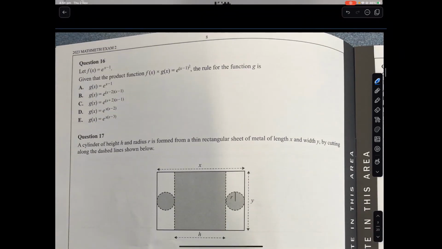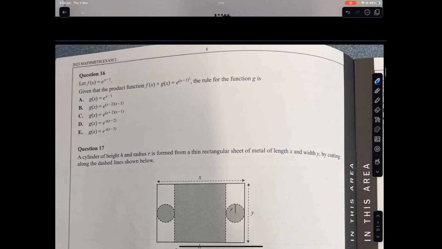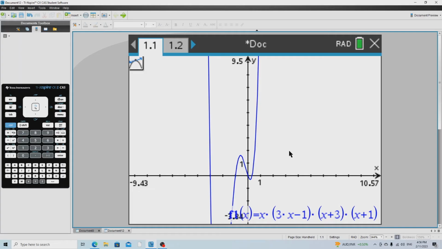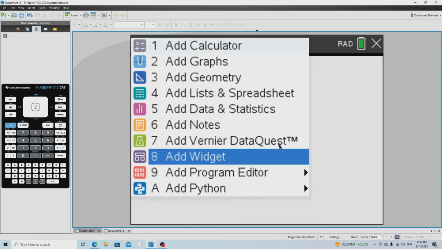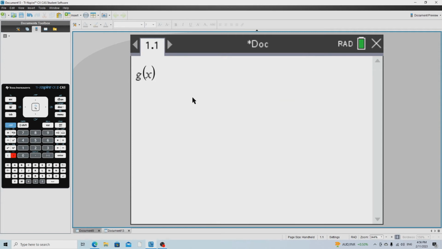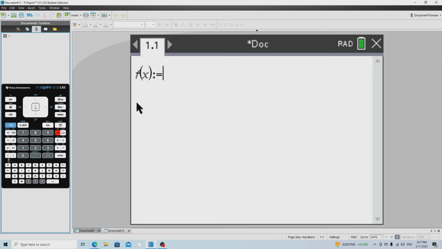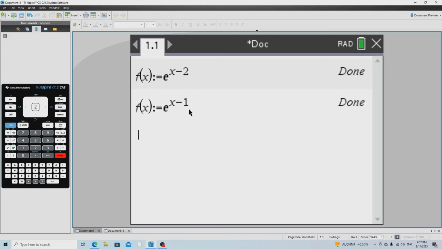That was easy. So, let f of x be this, given that the product rule of this is that, find the rule of g. Okay, easy. I need to go quick because I think I took too long with that question. So let's define f of x. f of x would be x minus 1. And let's just give the first one, g of x, as the first, which is this over here.